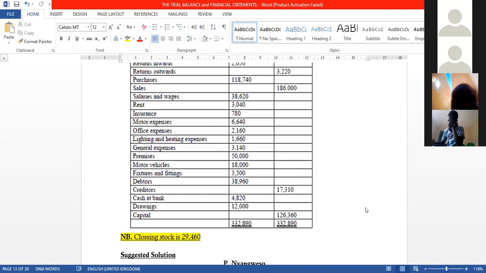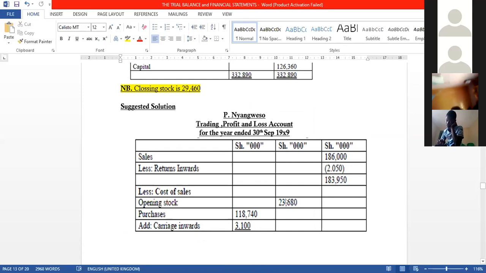Now, those people who have got 127,430, in a way, they are correct. But do we need opening stock? I'm seeing people commenting, what is the opening stock? Do we need opening stock when we are preparing a balance sheet? We don't. What we need is the closing stock, which is here. It was 29,460, right?